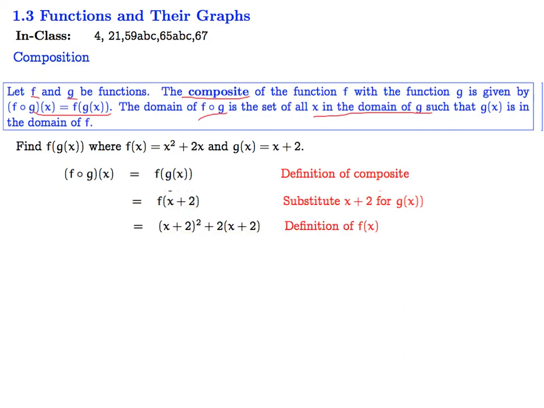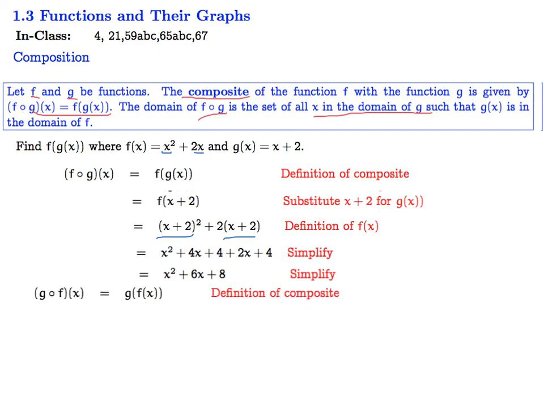By definition of our f function, what we want to do is take these x's in our f function and replace them with our new input, x plus 2. So x squared becomes x plus 2 squared, 2 times x becomes 2 times quantity x plus 2, and now we're into some simplifying. So we first simplify by multiplying everything out, and then we combine it all. And so we have our final answer, x squared plus 6x plus 8.